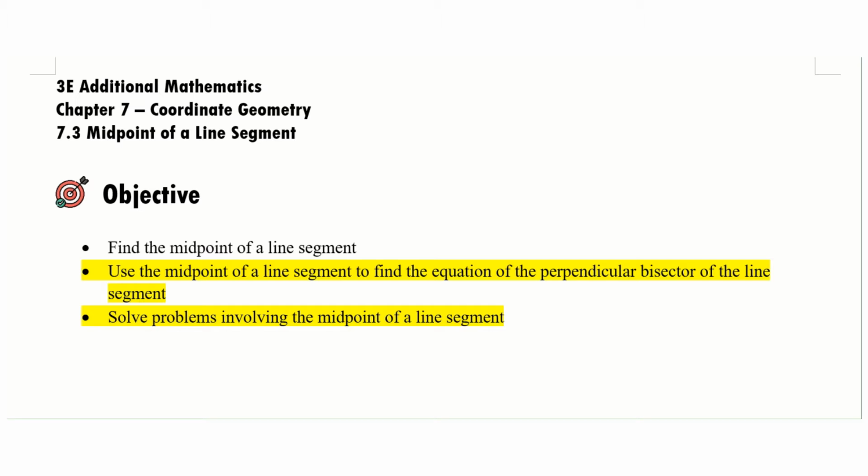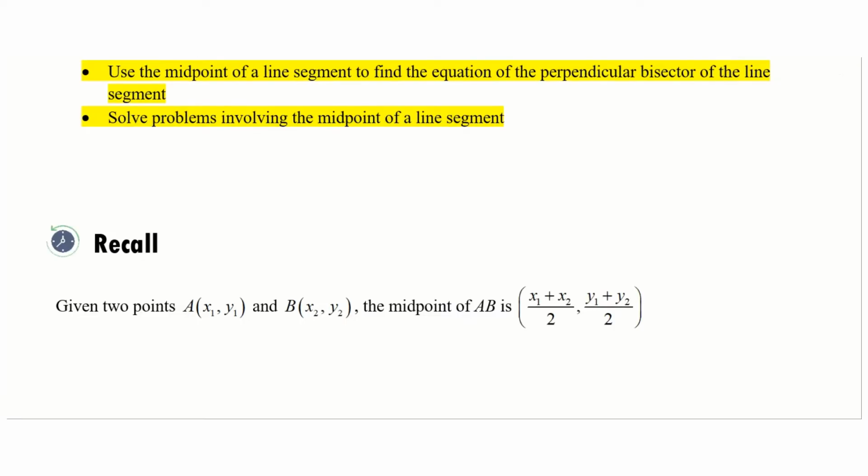Okay, so the objective of today's lesson is the use of the midpoint of a line segment to find the equation of the perpendicular bisector of the line segment, and also to solve problems involving the midpoint of a line segment. Let us first recall the main concept covered in the previous part of this chapter 7.3, which is the midpoint formula that we have learned. So when we are given 2 points and we want to find out the coordinates of the midpoint of AB, that will abide by this particular formula here.